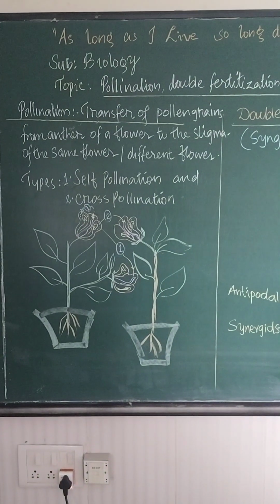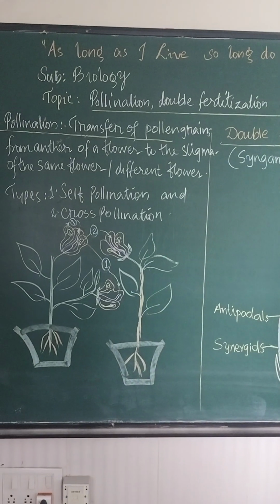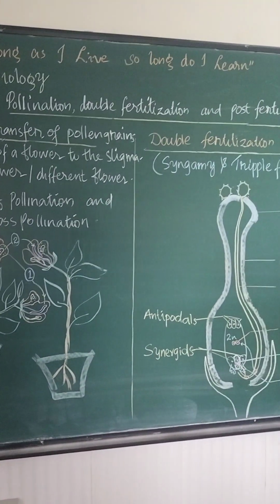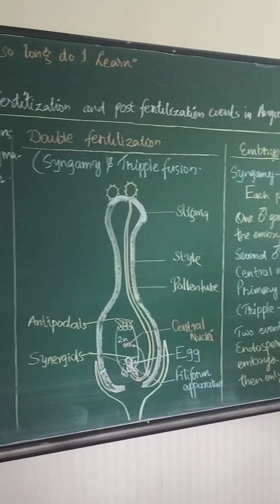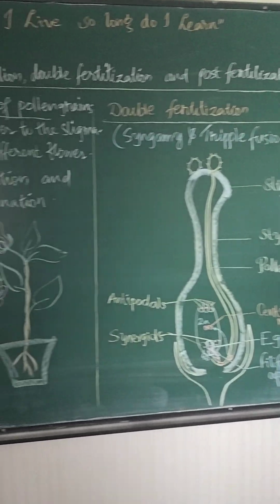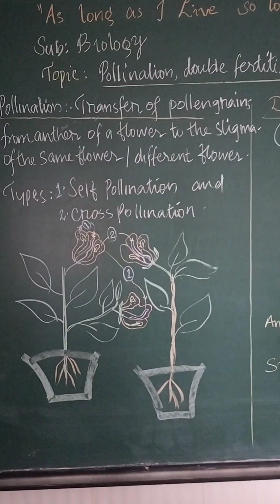Today we will be discussing some important events in the life of a bisexual flower: the pollination, double fertilization, and post-fertilization events in angiosperms. In the last class we studied the pollen grain structure. Today we will be discussing pollination.